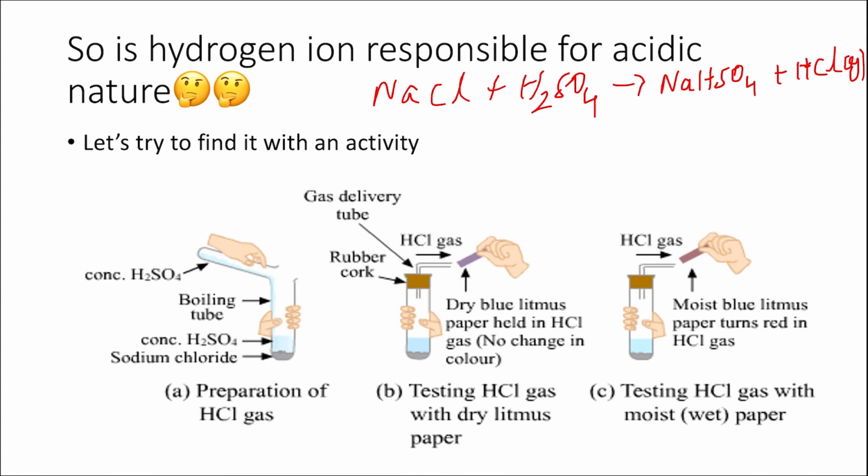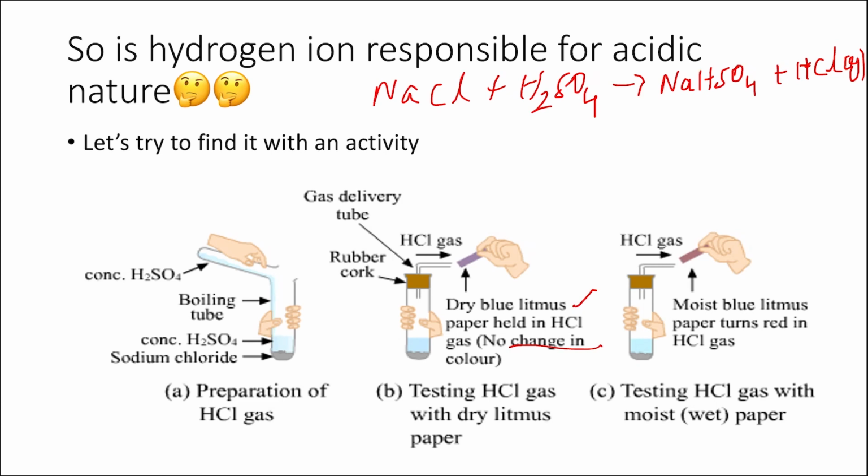Now concentrate on figure number B. The same reaction wherein we are preparing HCl gas, and as the HCl gas is given out, we check it with dry blue litmus. We all know that acids have the property that they change the color of blue litmus to red. But when I check with dry blue litmus, there is no change in the color of litmus. No change in the color of litmus is an indication that dry HCl gas has no acidic nature.